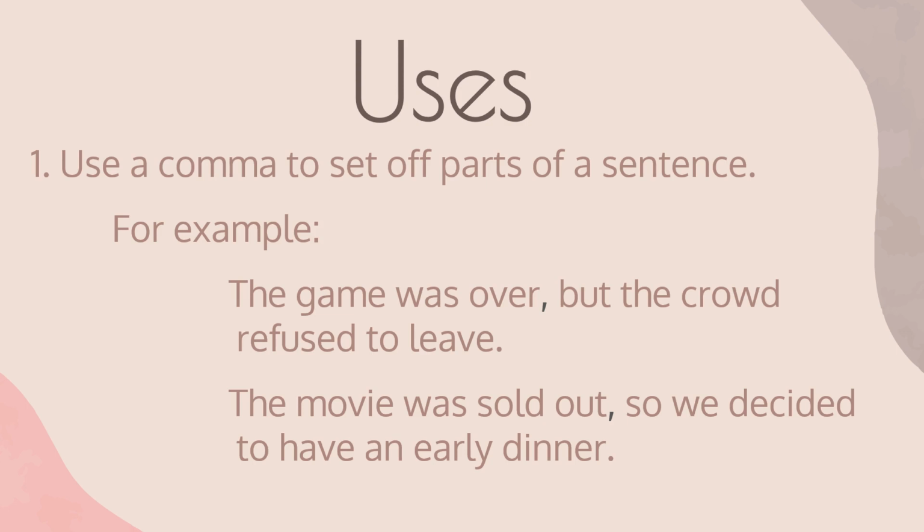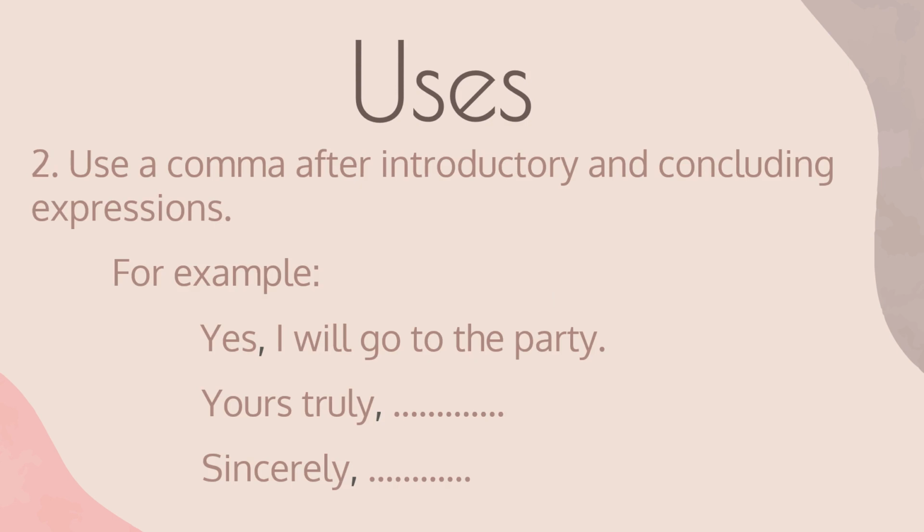The movie was sold out, so we decided to have an early dinner. So here the comma is indicating that this sentence has two parts, and also it's guiding us as to where we have to pause. Use a comma after introductory and concluding expressions. For example, yes, I will go to the party.